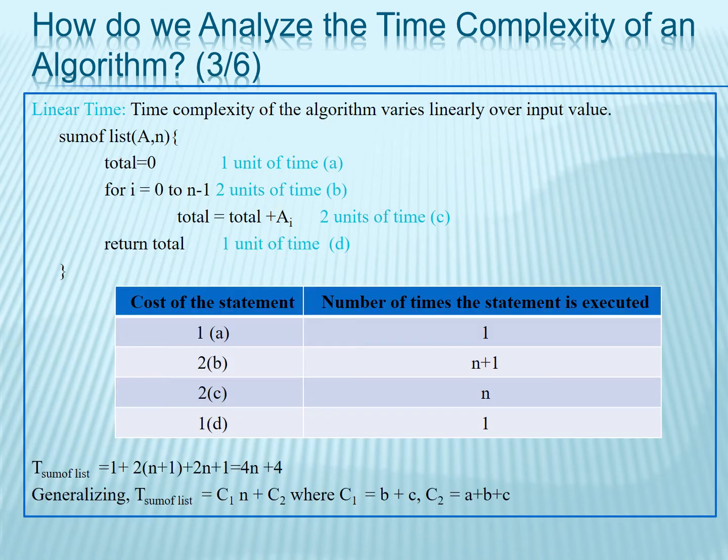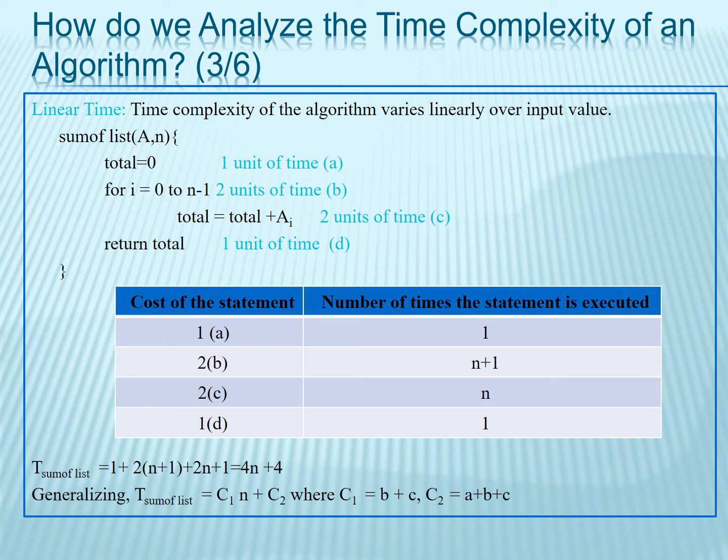Linear time complexity algorithm. In a linear time complexity algorithm, the time complexity of the algorithm varies linearly over the input. For example, consider the function sum of list, which adds n elements of an array A.